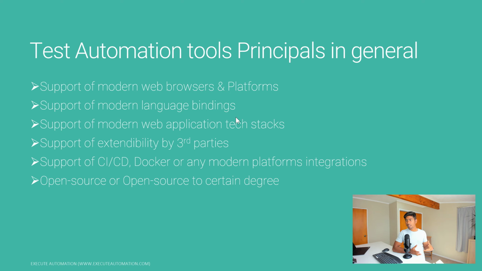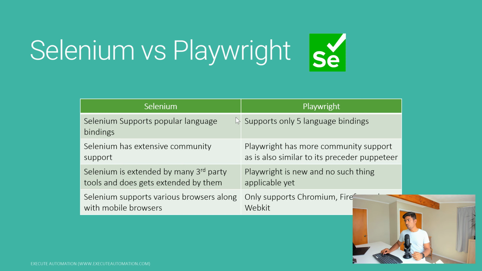And while looking at these principles, if we try to see the differences, we will know where each fits in. For example, Selenium supports popular language bindings, which is really cool. It supports a lot of language bindings. And Playwright, at the moment, only supports 5 language bindings, but there are chances that new language binding support will be coming pretty soon in Playwright.